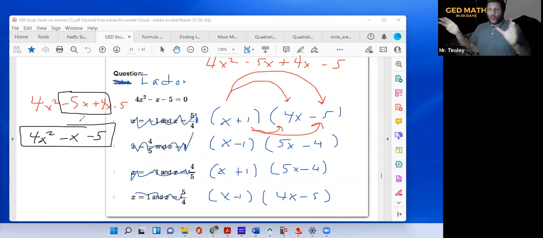So in this case, we're not going to factor the quadratic equation. We're going to look at the multiple choice and multiply the binomials to get our answer. This is another guaranteed problem that you're going to have on your exam.